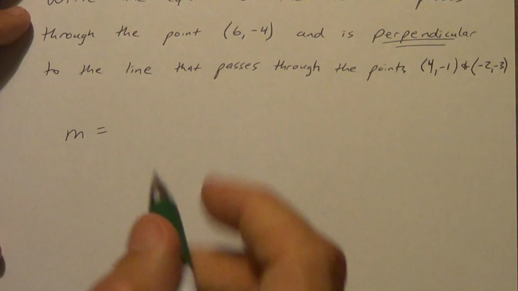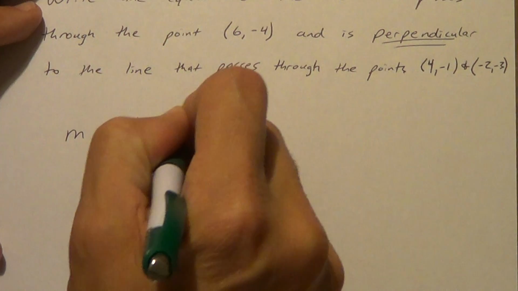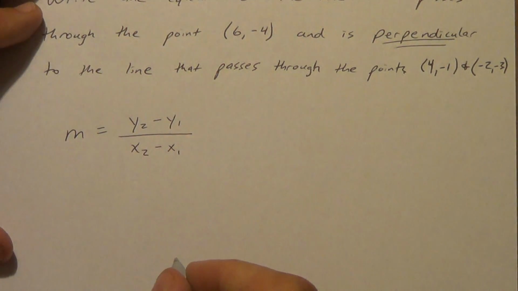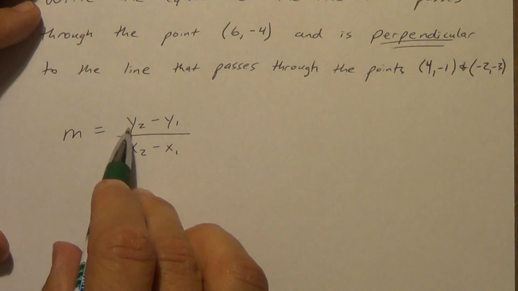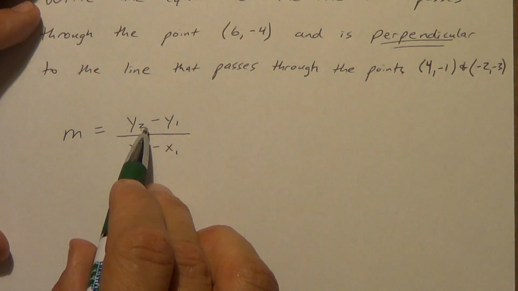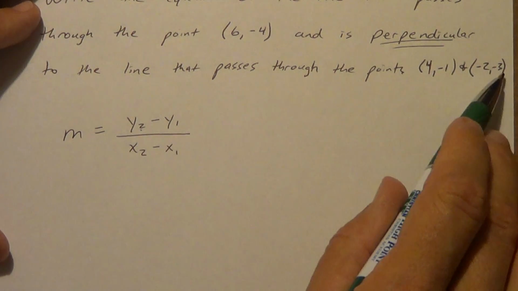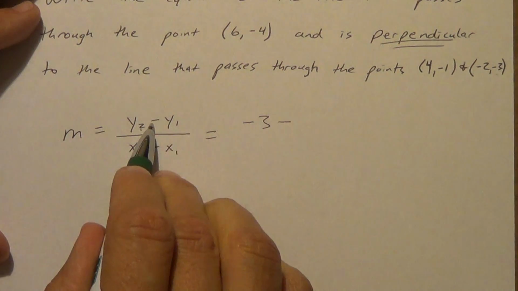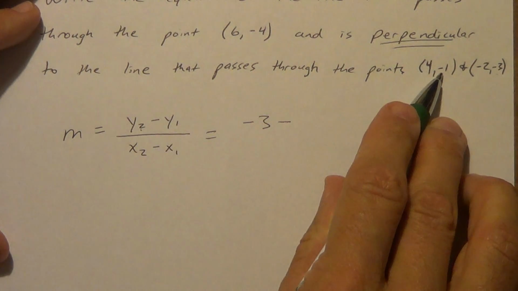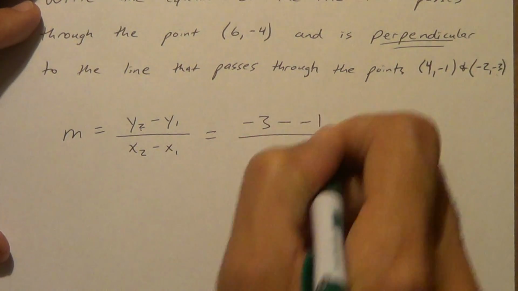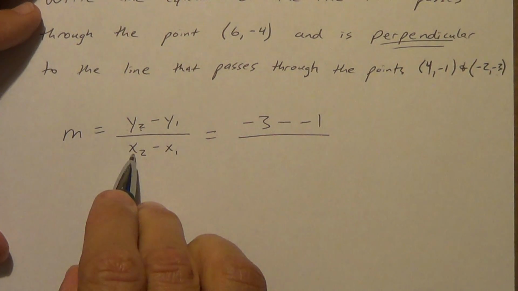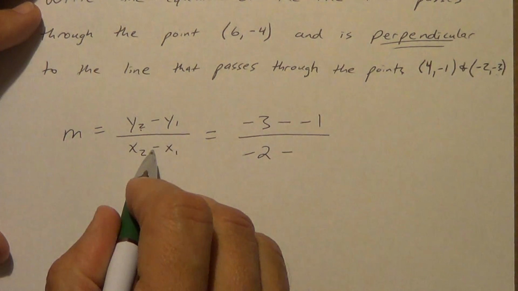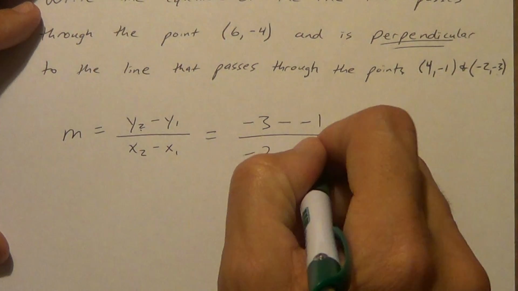Remember our slope formula? y sub 2 minus y sub 1 over x sub 2 minus x sub 1. So what's y sub 2? It means the second y value. Remember, it's not a power, it's not squared. Second y value. So I come up here, there's my second y value, it's negative 3, minus my first y value, which is negative 1, over my second x value, which is right here, negative 2, minus my first x value, which is 4.